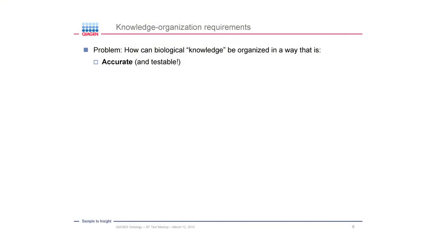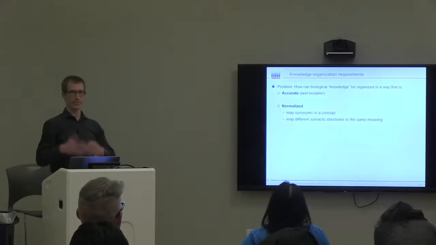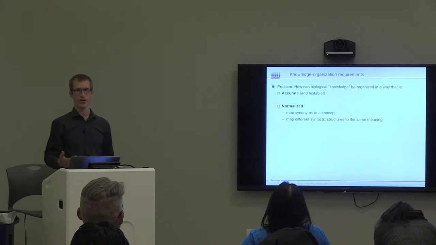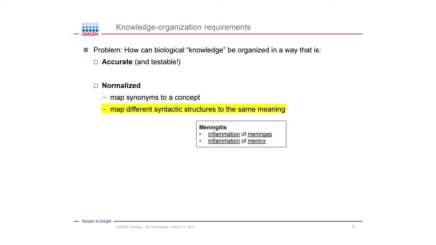So, all right. We need biological knowledge to be organized in a way that's accurate, and we need to be able, by the way, to test that accuracy. It needs to be normalized in at least a couple of different ways. One is we want to be able to think of concepts, not terms. And so we want to be able to map synonyms to a concept. Meningitis has these couple of individual synonyms, and that's one kind of normalization.